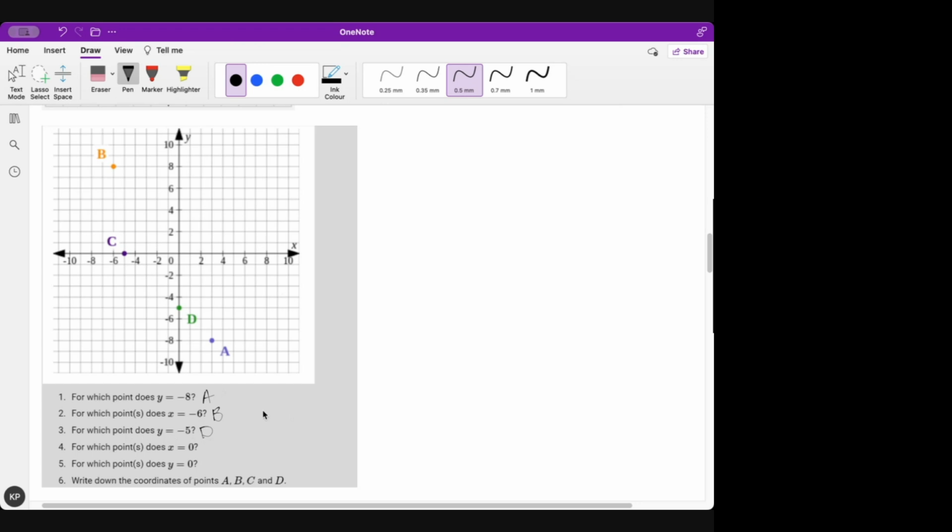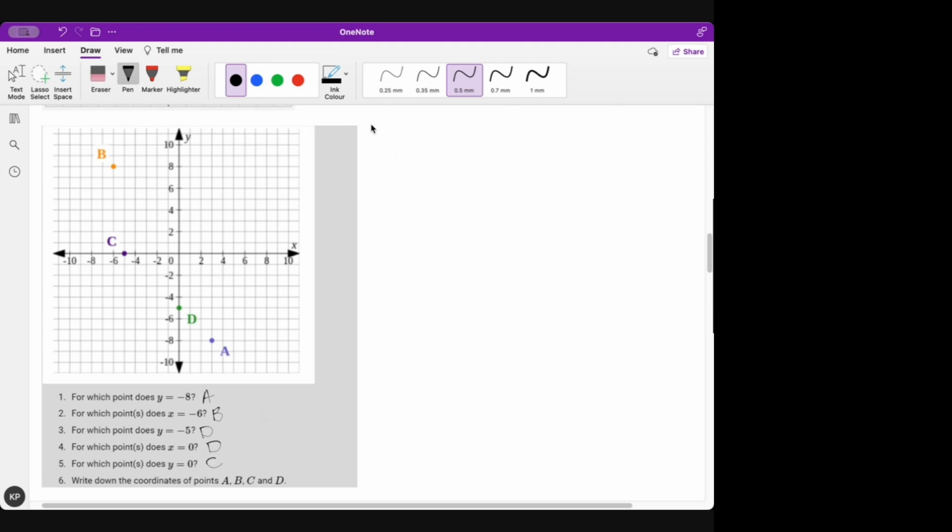For which point is x 0? Interesting responses here. None. C. None. D. That will be point D. Okay, we'll speak about y at 0 just now. For which point is y equal to 0? That will be point C.